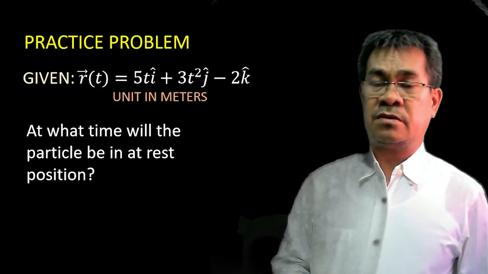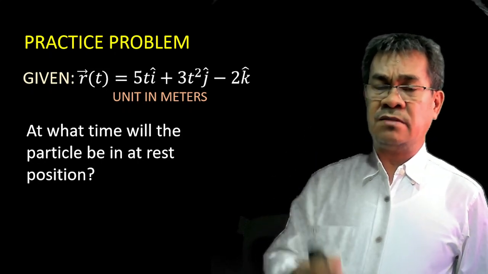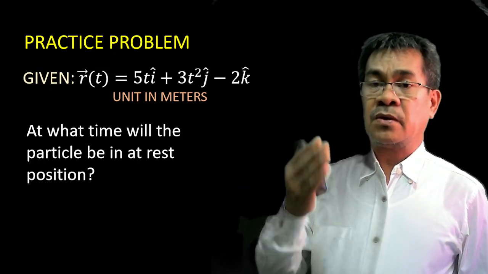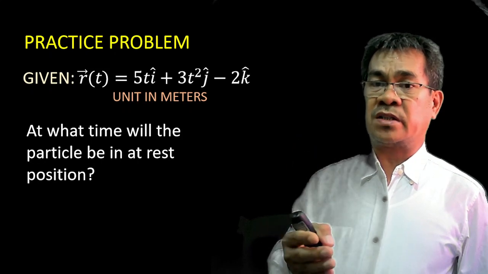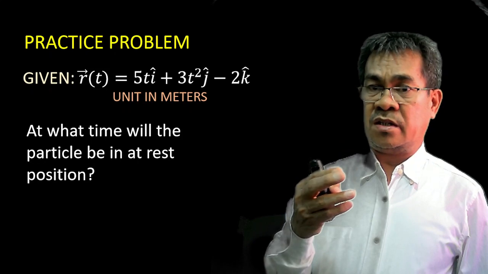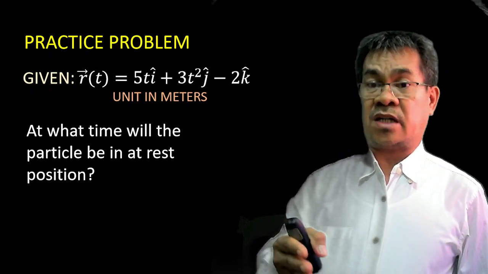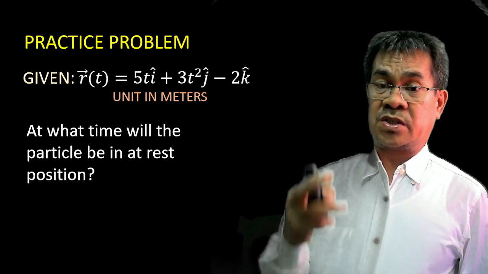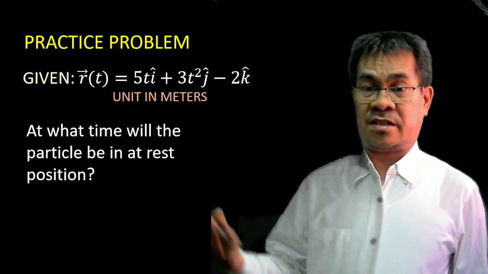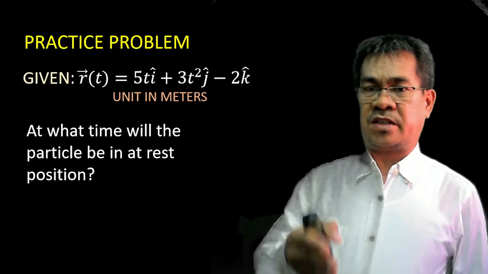So all you need to do, the same process, you need to differentiate this one with respect to time. Then after that, the result will be equated to 0, because when you equate the derivative of the position with respect to time to 0, you are actually equating the velocity to 0, which is at rest. Then after that, compute for the time, use your algebra. So in that case, you will determine at what time the particle is at rest.